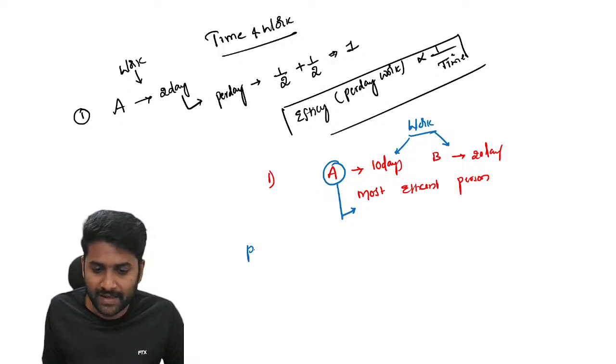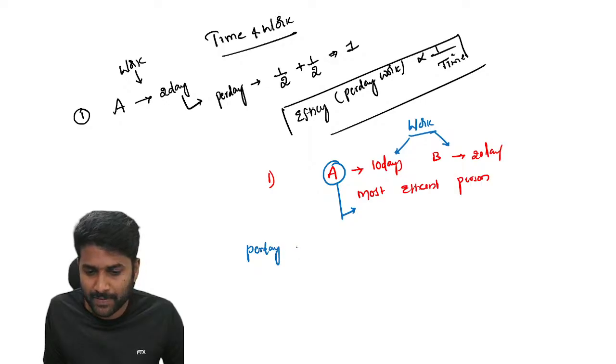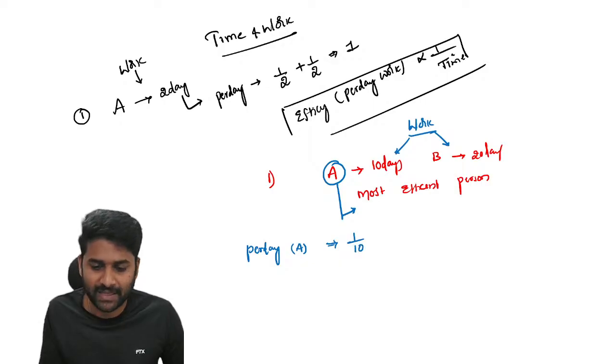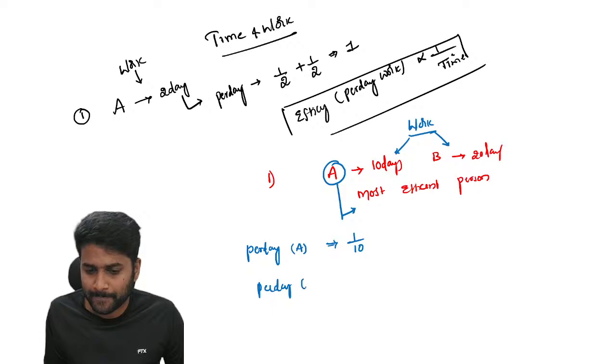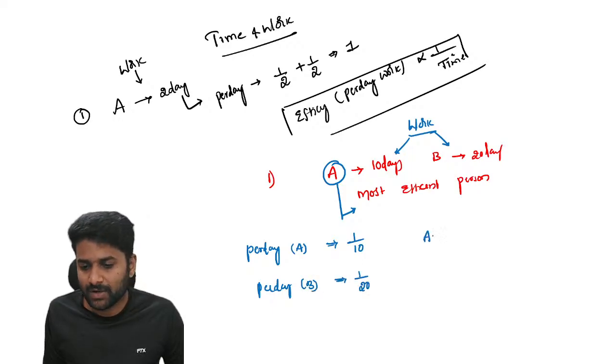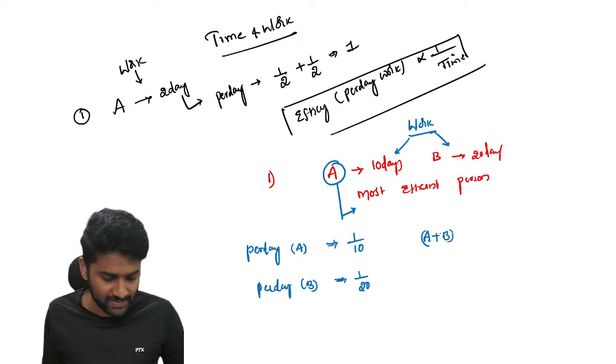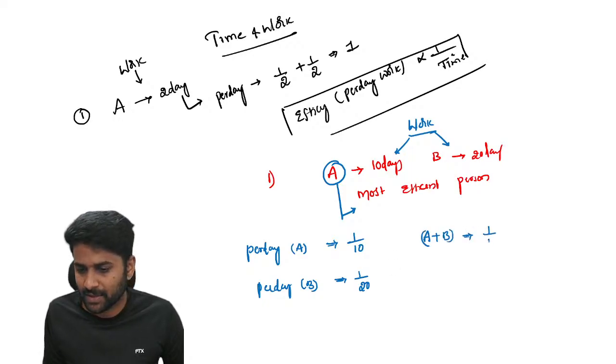Now, what is the per day work? What is the per day work of A? A can complete 1/10th of the work. What is the per day work of B? Per day work of B is 1/20. Now, what is the per day work of A and B together? 1/10 plus 1/20.